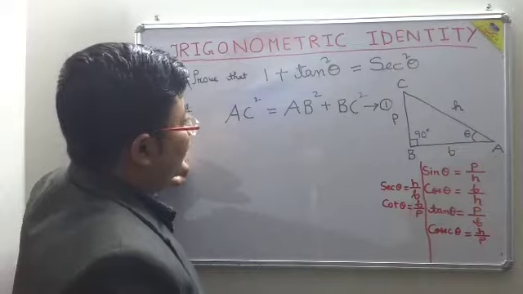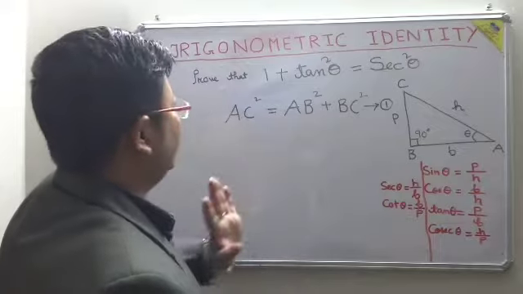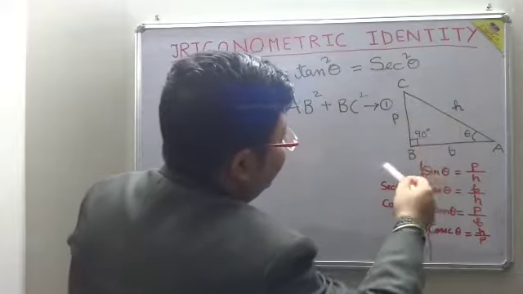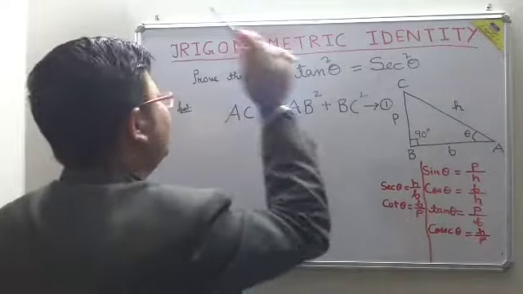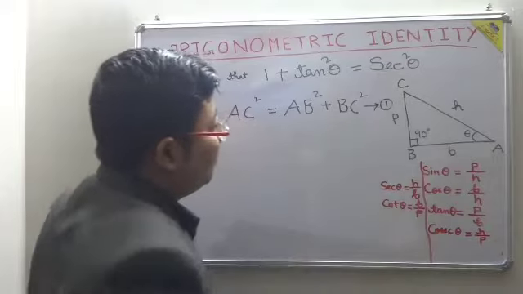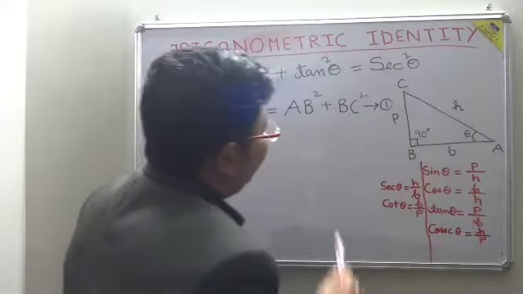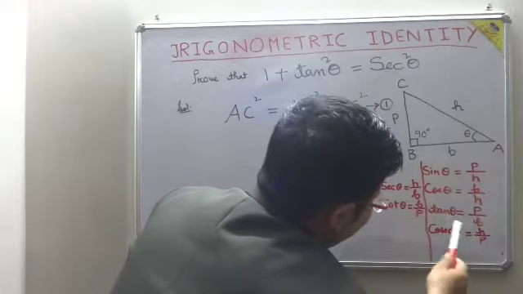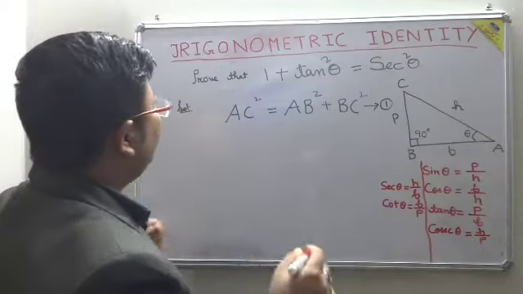Now I will take AB square. Let's see, AC square divided by AB square. Here we will get 1. Now AC square by AB square: AC by AB means hypotenuse by base, and hypotenuse by base means sec theta. Oh, we got sec theta. Sec square theta equals 1 plus BC square by AB square. BC is the perpendicular and AB is the base. Perpendicular square by base square, so we will get tan square theta here.